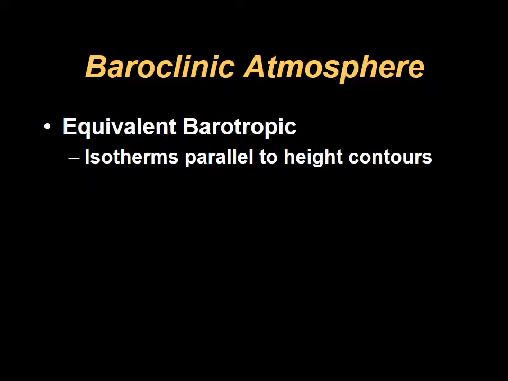Okay, so now an equivalent barotropic atmosphere is a type of baroclinic atmosphere. So you do have lines of temperature on a constant pressure chart. Isotherms, in this case though, are parallel to height contours. They don't intersect on a constant pressure chart. And I'll show you what we mean here in the next picture.